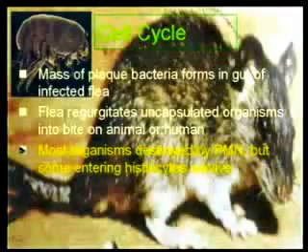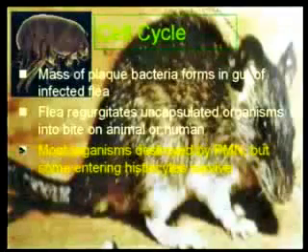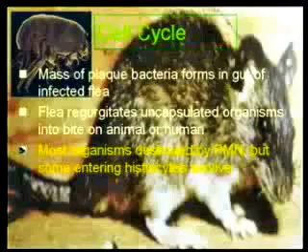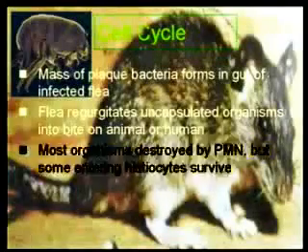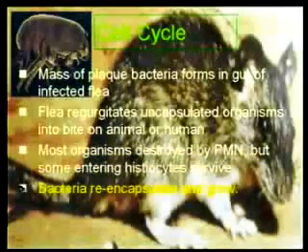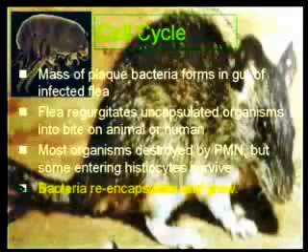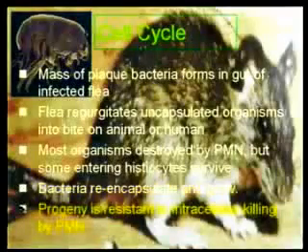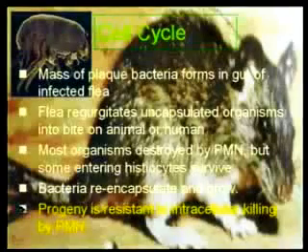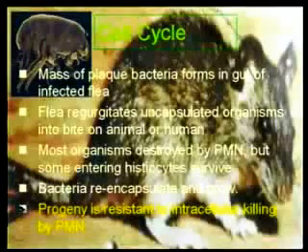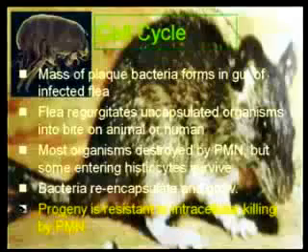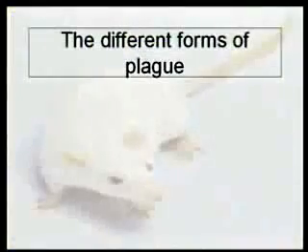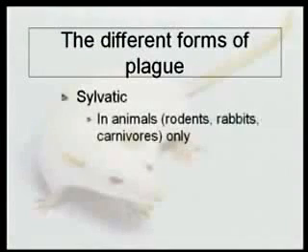Most organisms are destroyed by PMNs because they are not encapsulated, and they can be phagocytized, and they can be destroyed. They can be killed. But a few survive, particularly in histiocytes, as they enter histiocytes. Bacteria re-encapsulate and grow, causing all the symptoms. The progeny is resistant to intracellular killing because now they are encapsulated. Okay, the different forms I already told you about.